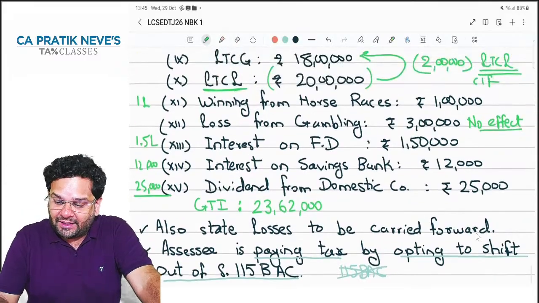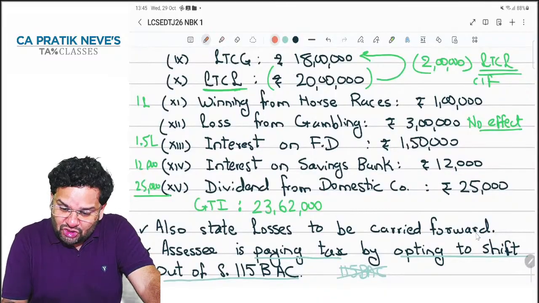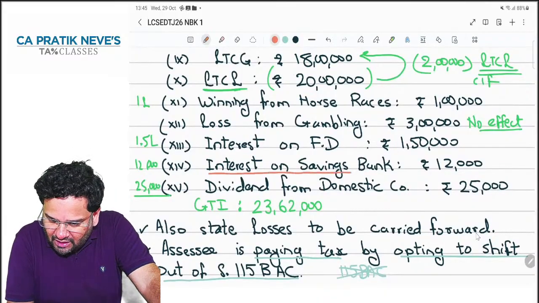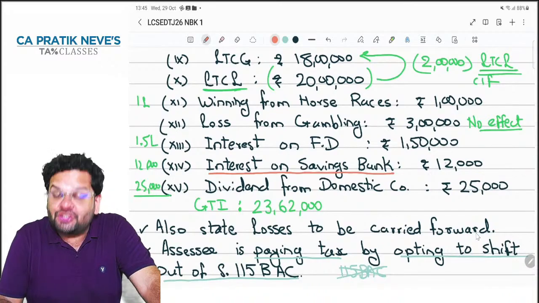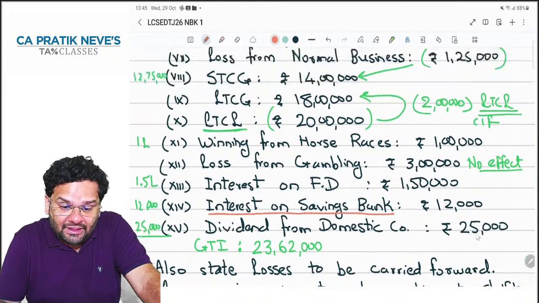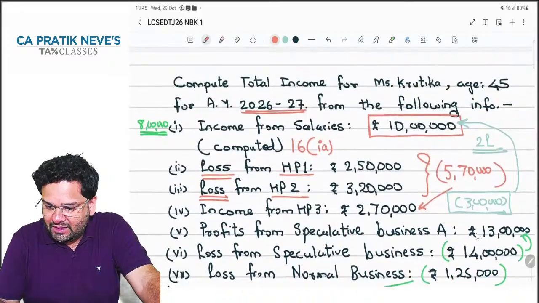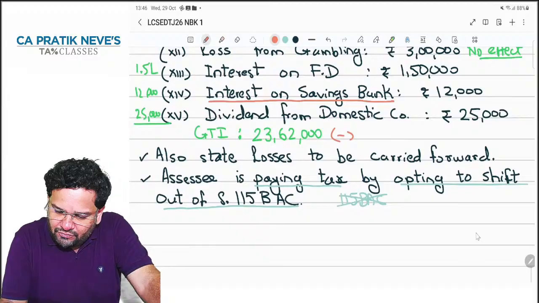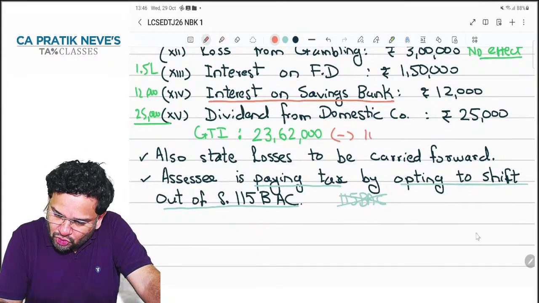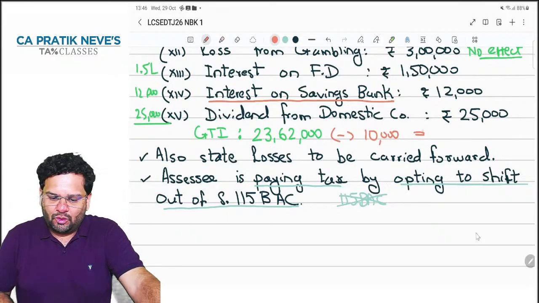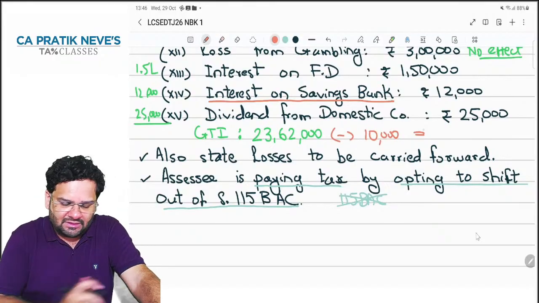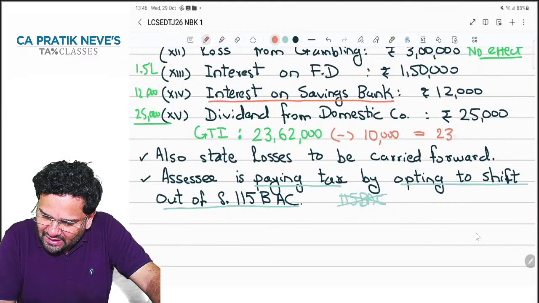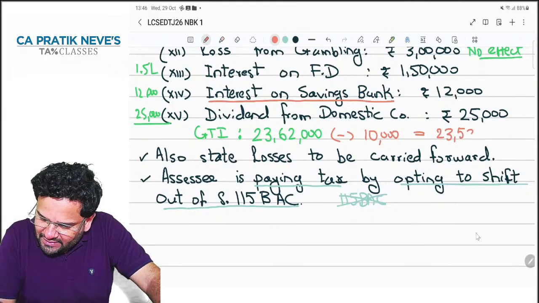Now don't forget interest on savings bank account. You will get deduction under 80 TTA. Your age is 45 and you are out of 115 BAC. So you will get deduction of rupees 10,000. So 23 lakh 62,000 minus 10,000. Final answer will be 23 lakh 52,000.